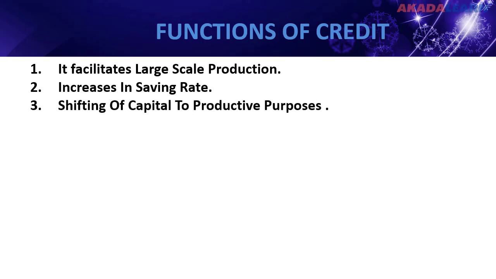The next we have is shifting of capital to productive purposes. As stated earlier, there are so many people who have surplus money but they are not able to do any business, so they lend this money to financial institutions. Thus, credit makes possible the shifting of money to those people who can use it for productivity.